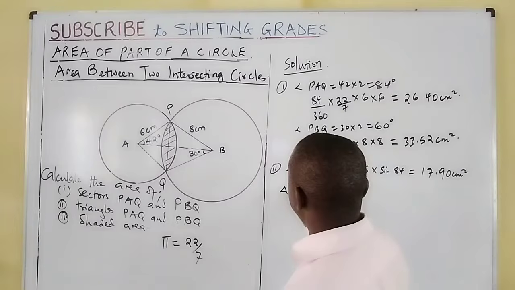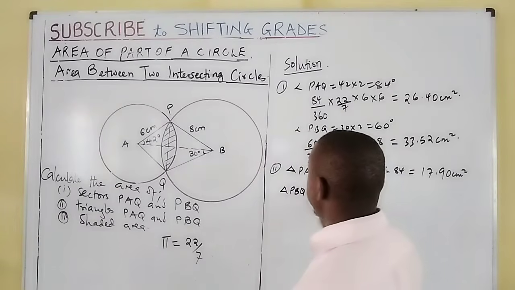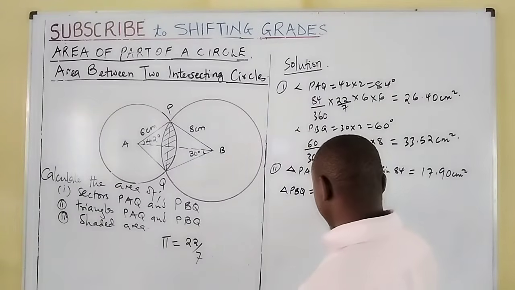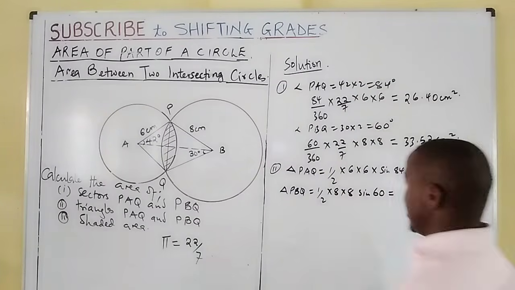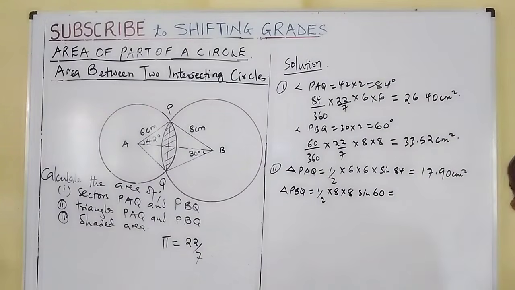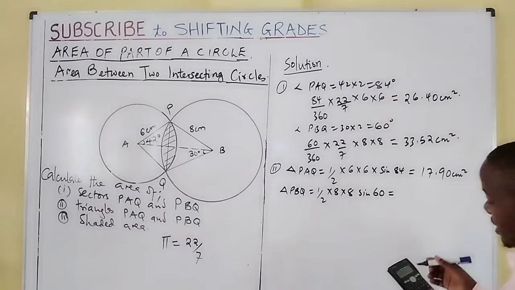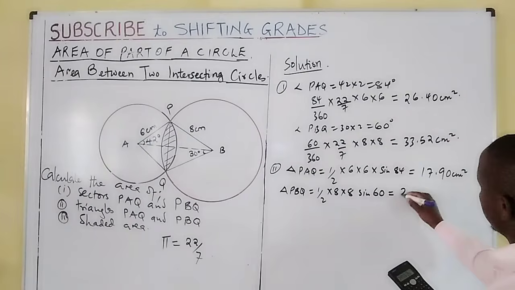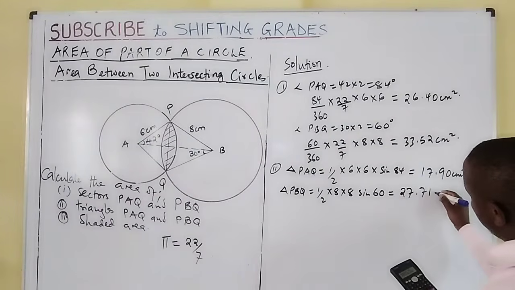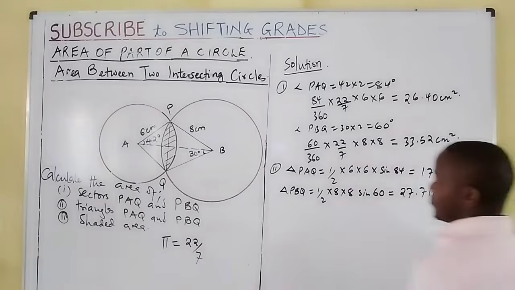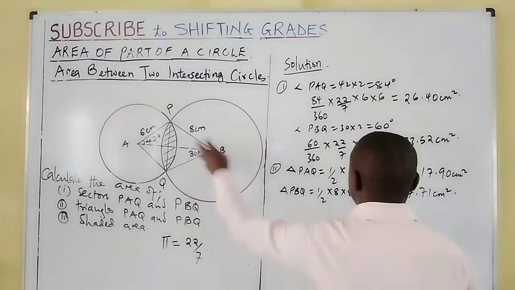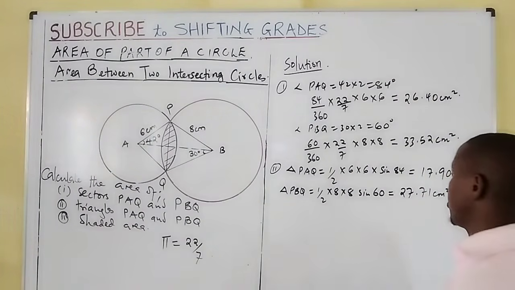The other, PBQ, it shall be half times 8 by 8, the sine of 60. And this will give us 27.71. So the area for the other triangle in this sector will be 27.71.